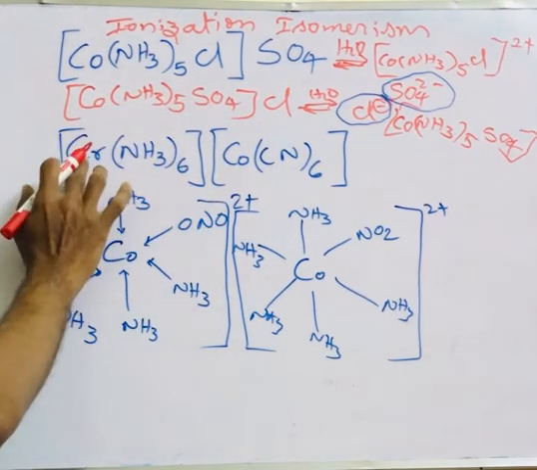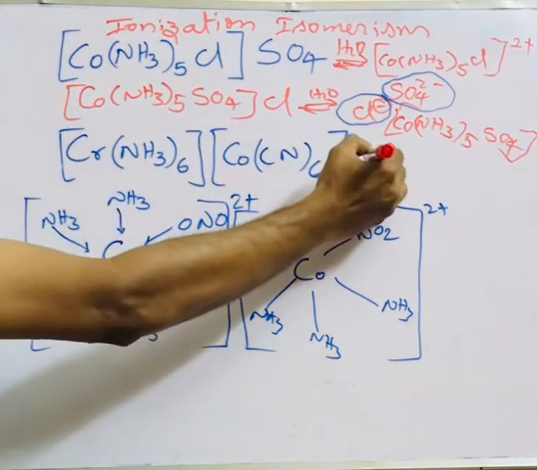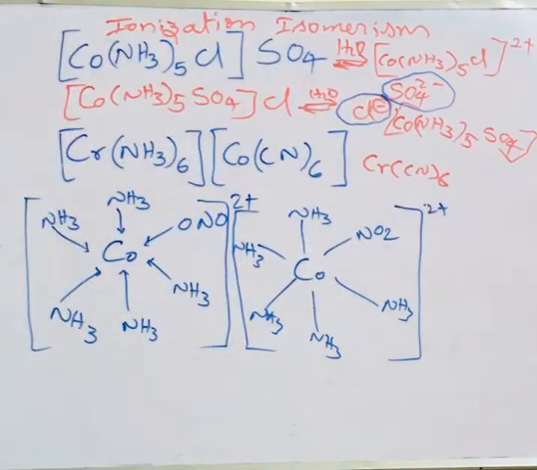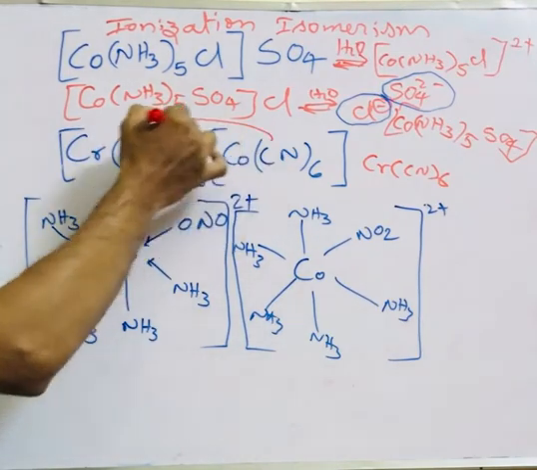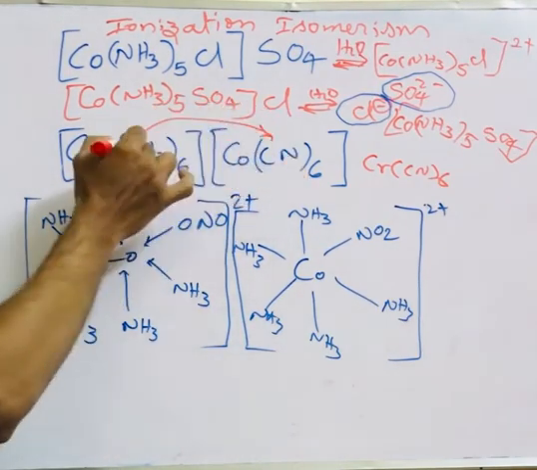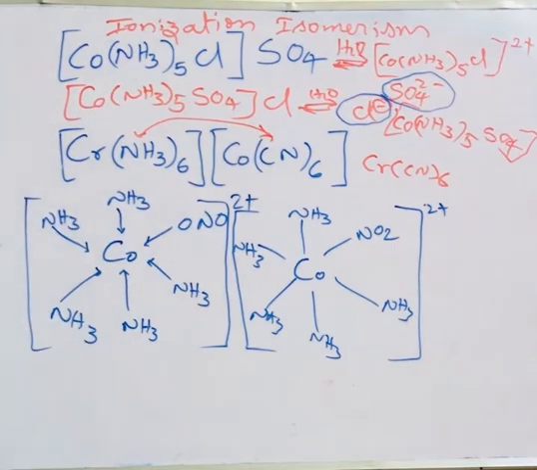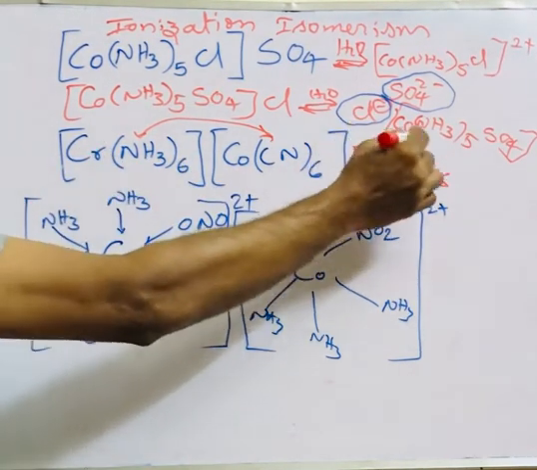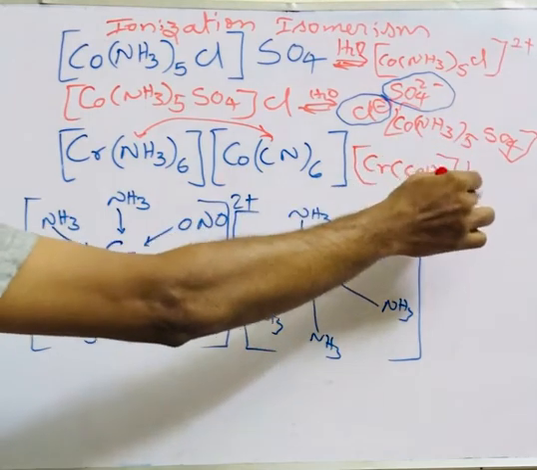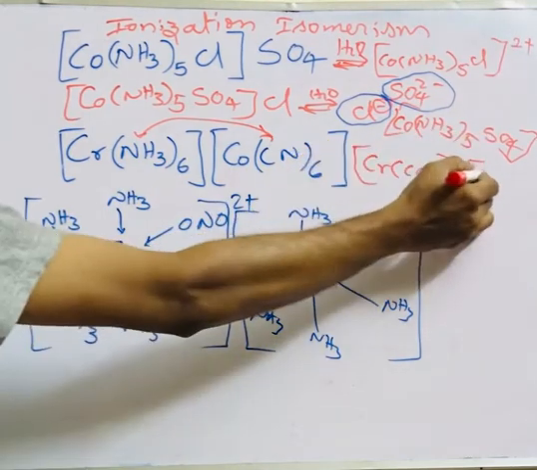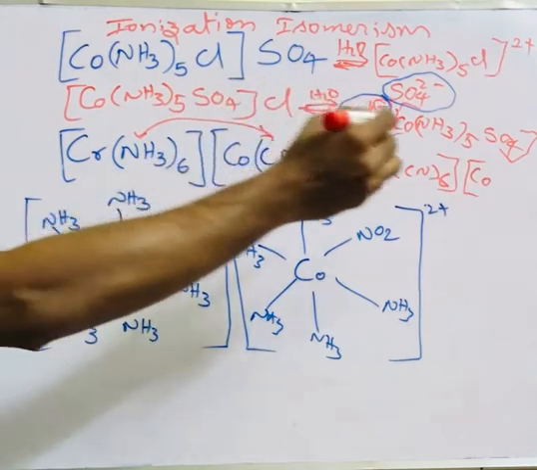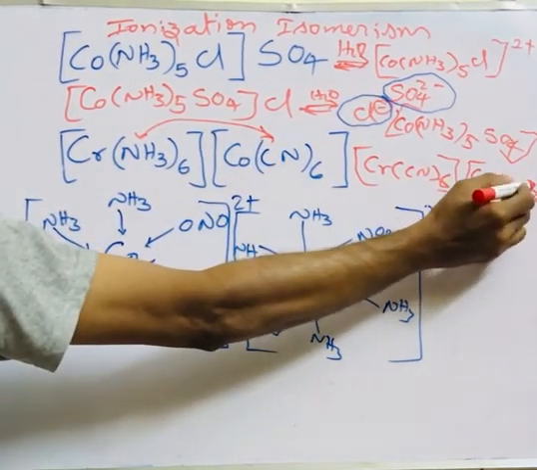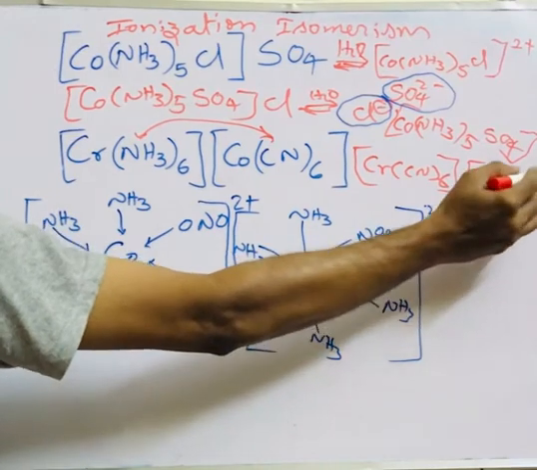What will we get? [Cr(NH3)6]. Now chromium will take cyanide ligand. So the ligands are just exchanging. This will go that side, that will go this side. So [Cr(CN)6] between both coordination entities, [Co(NH3)6].